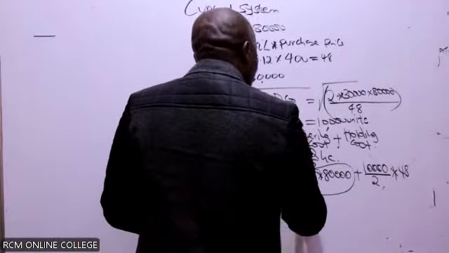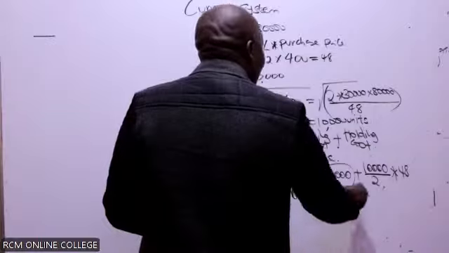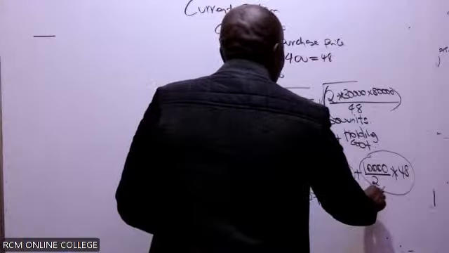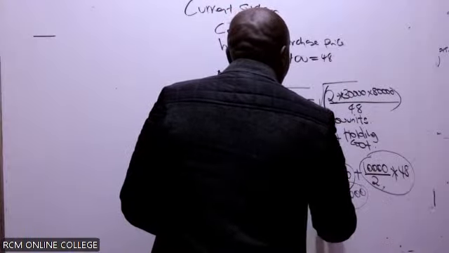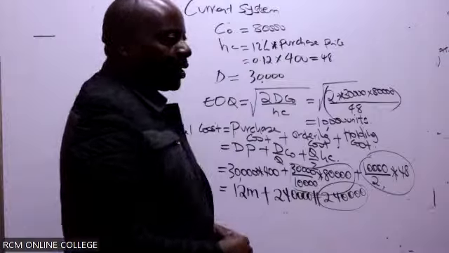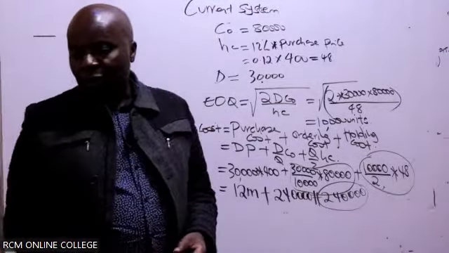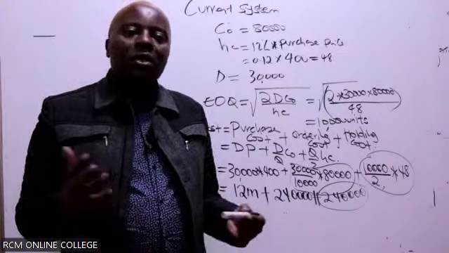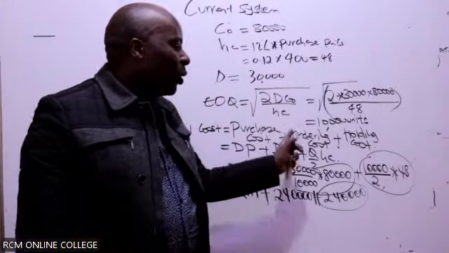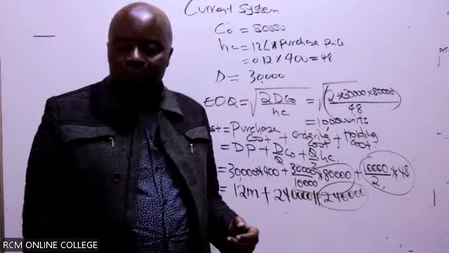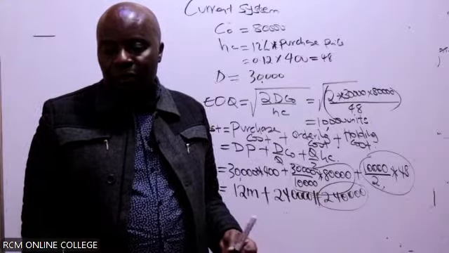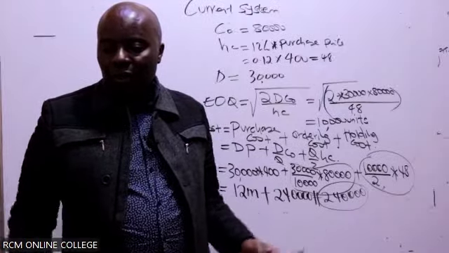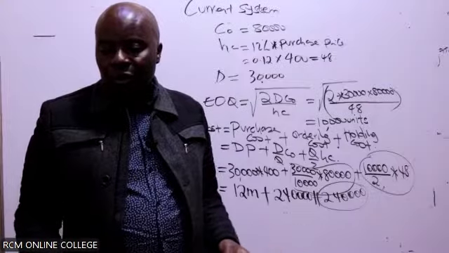So without you telling me anything, I know that even this one will be 240,000. Who can tell me how I have known that it will be 240,000? Yeah, at EOQ, we always expect ordering cost to be exactly equal to holding cost. Thank you so much. At EOQ, always. That is a rule. Holding cost will be equal to ordering cost.